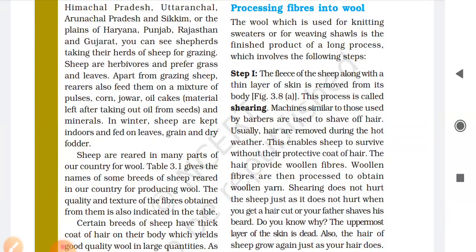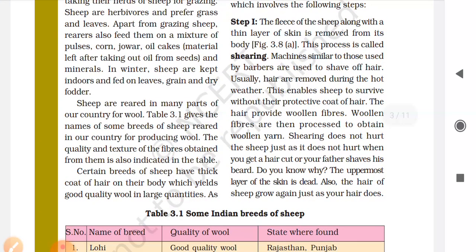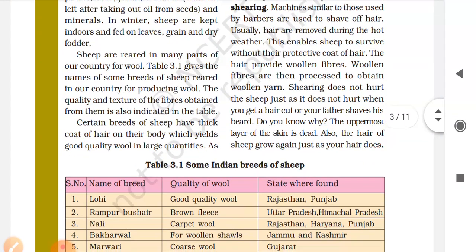Machines similar to those used by barbers are used to shave off hair. Usually, hair is removed during the hot weather. Why hot weather? Because in the winter, these sheep feel the cold environment. In hot weather, if they remove their hair, they can survive after removing the hair. This enables sheep to survive without their protective coat of hair. The hair provides woolen fibers. Woolen fibers are then processed to obtain woolen yarns.